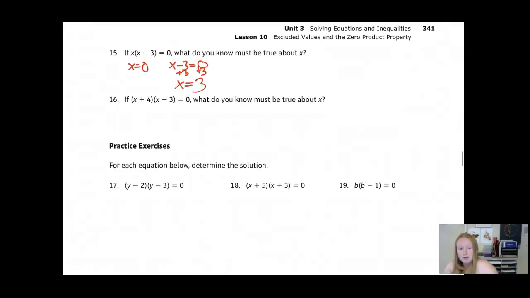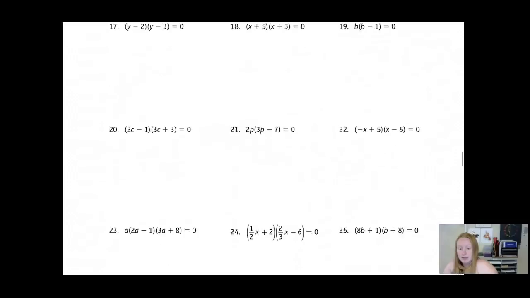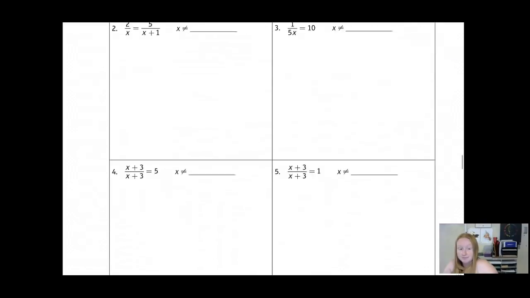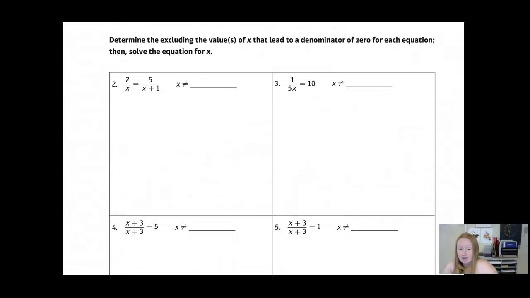One of those things has to happen in order for that problem to be 0. So that's your sneak peek. And then you're going to go on and just do your homework for tonight, which is a bunch of those excluding value problems.